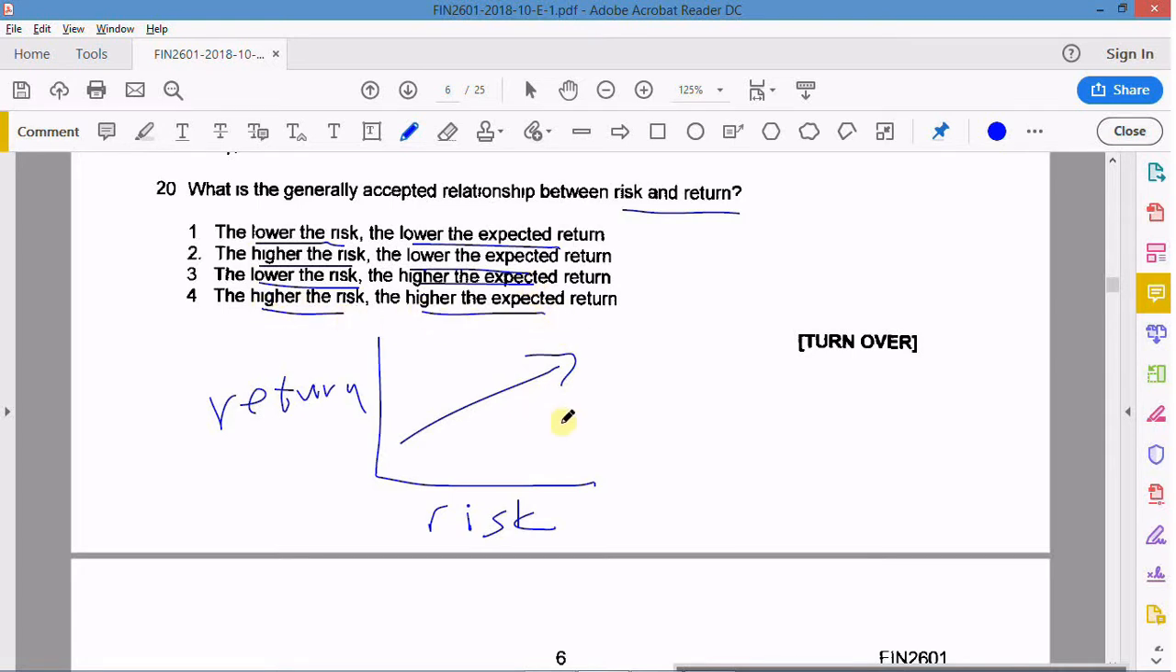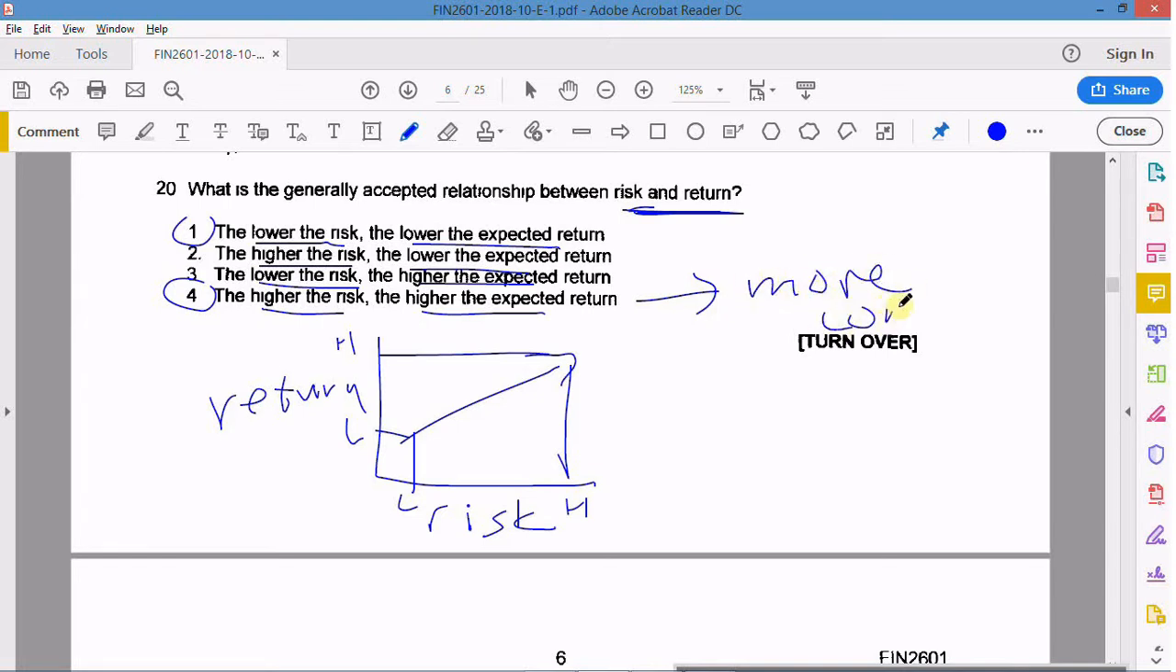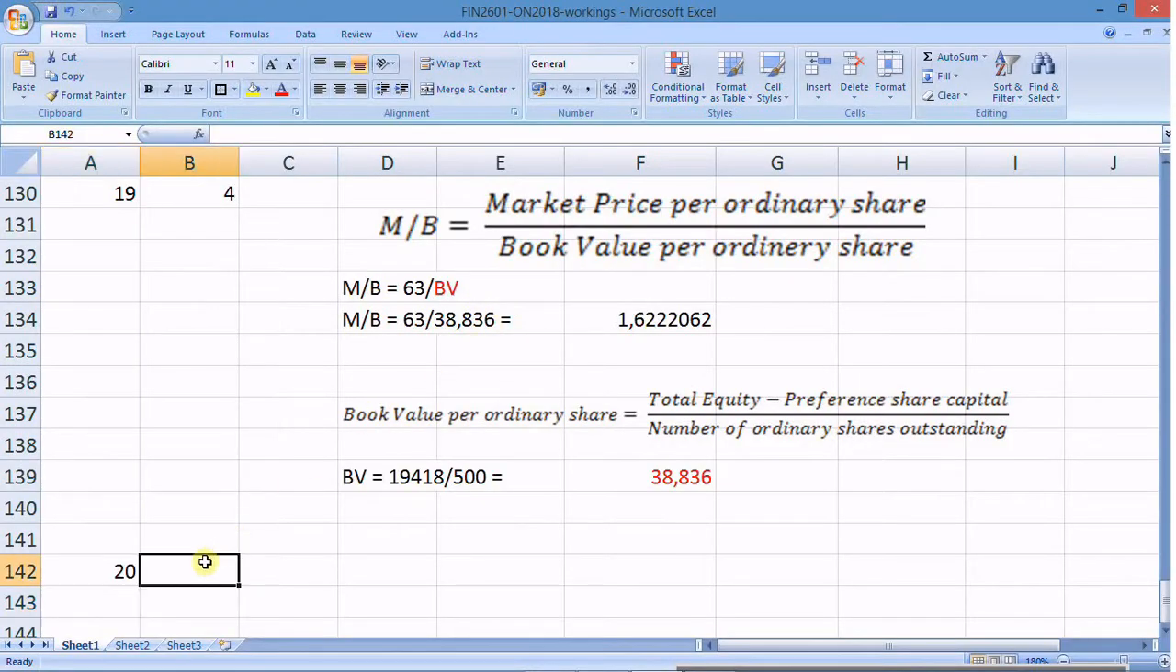Four. Yes. Number one could also be right, because if it's low risk, you'd have a low return. Low here, low there. High there, high there. So one and four are actually correct. But if you take on more risk, you want more return. So this would be more correct. So I would choose four over one.